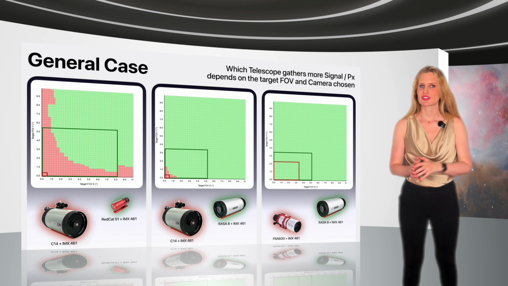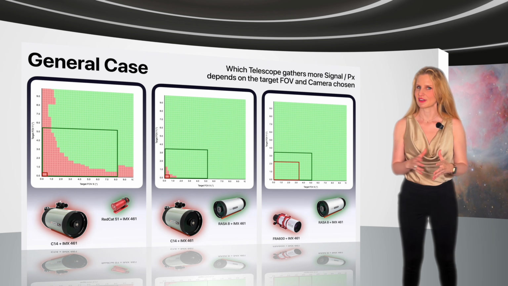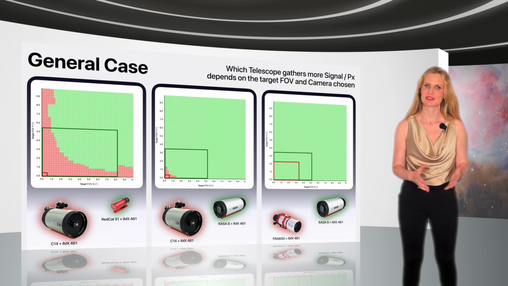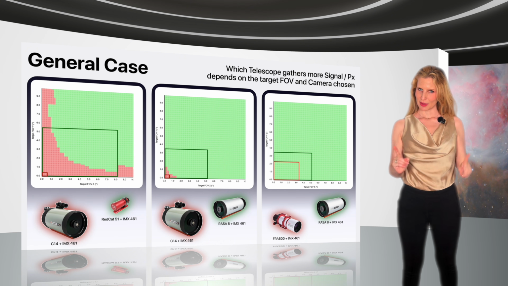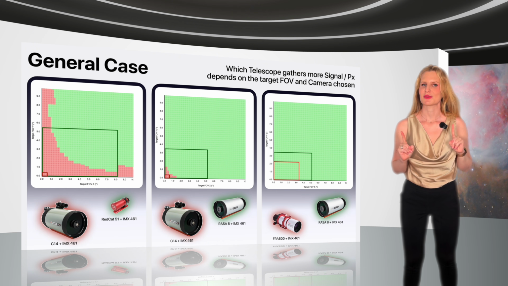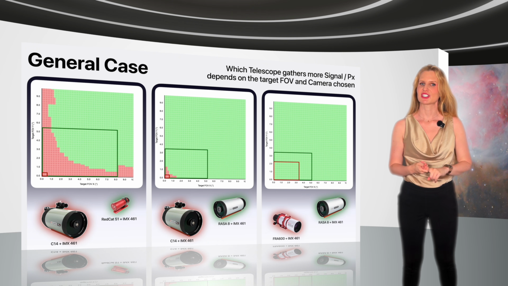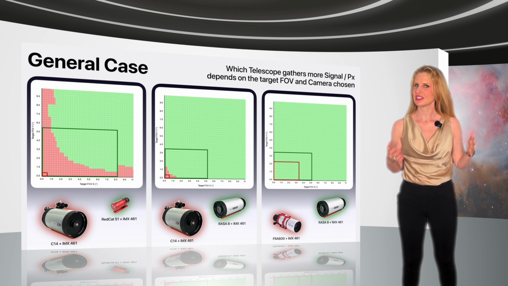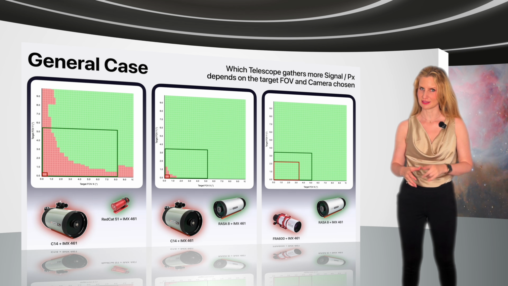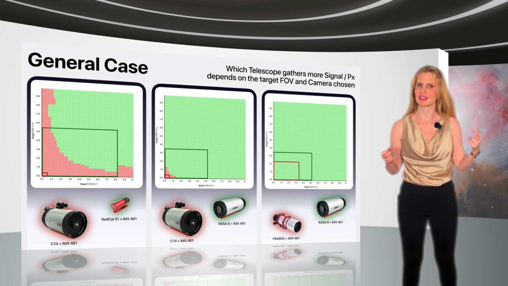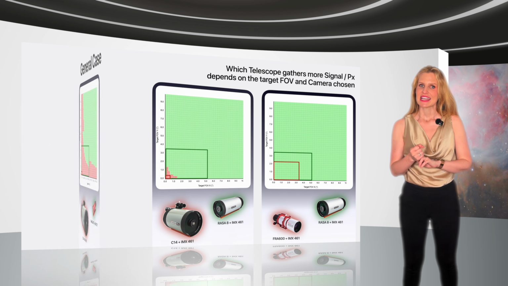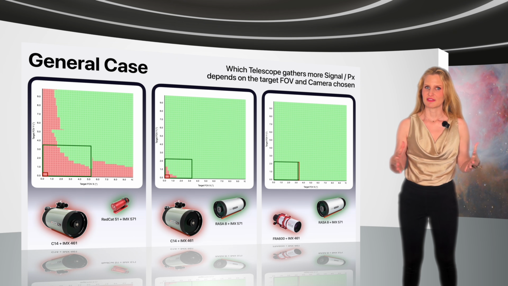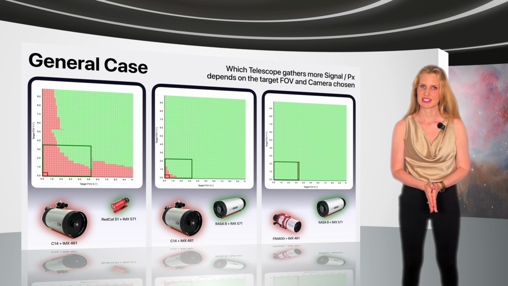In this case, there's no field of view where the FRA600 can collect more light than the RASA 8. However, if we want to be realistic, we have to acknowledge that we can't actually use a full-frame sensor on the RedCat, and I also can't use one on the RASA. That's simply a limitation of these faster optical systems.